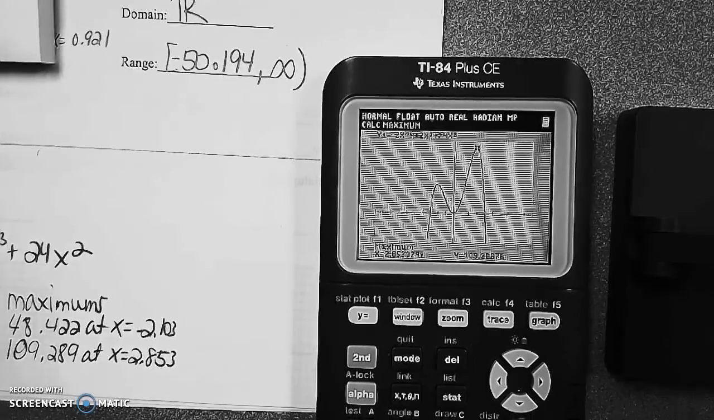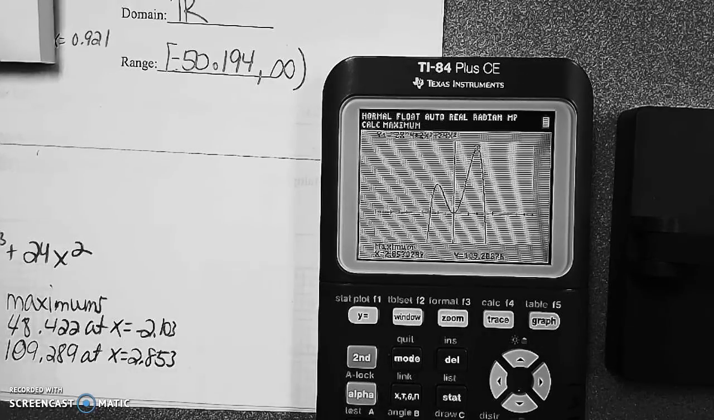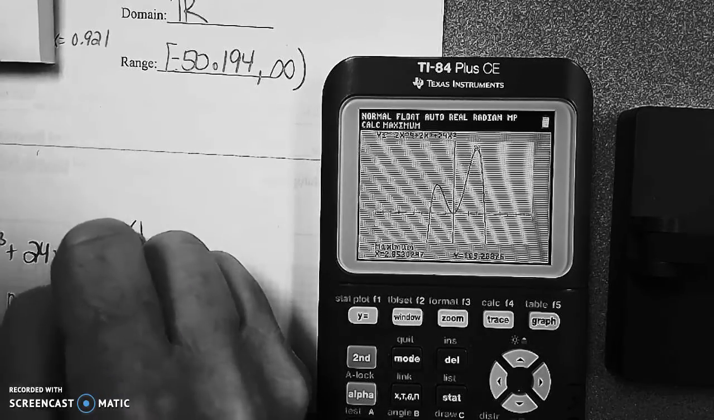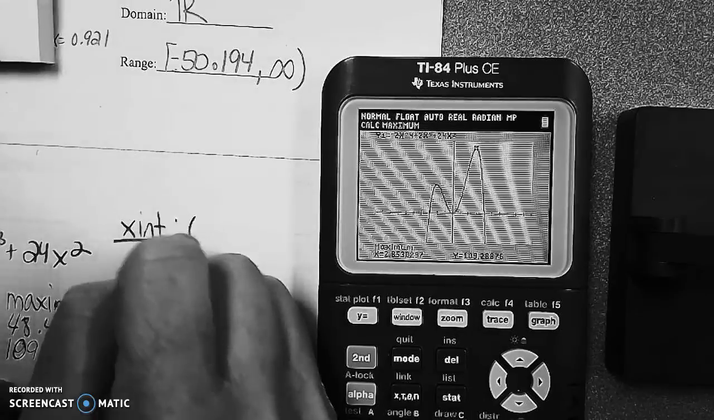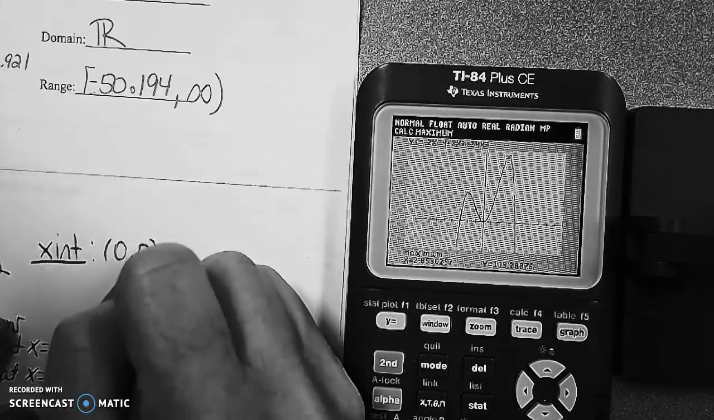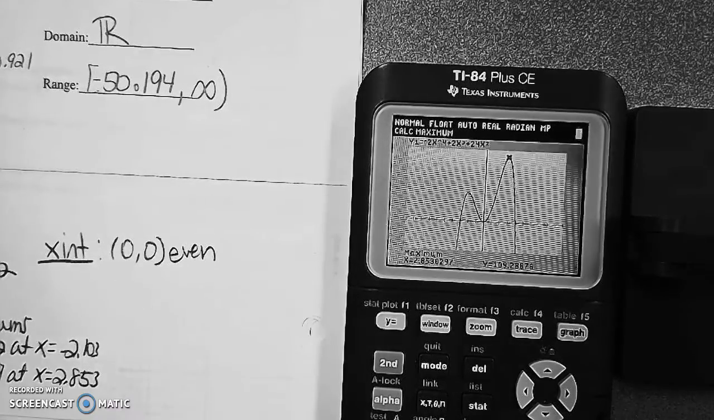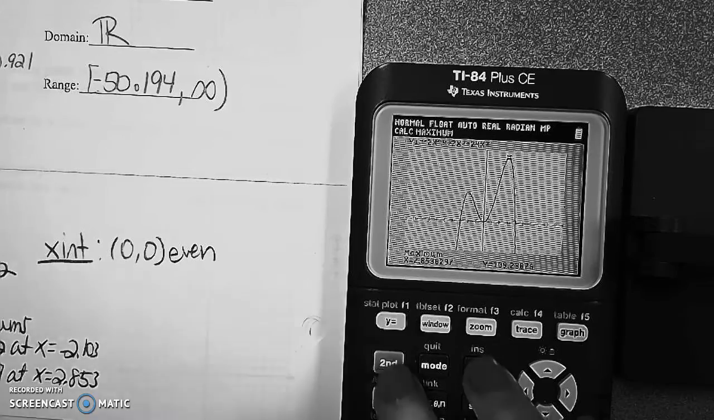Next, let's find the x-intercepts, and as you can see, we've got 1, 2, 3 x-intercepts. Now, you should know what one of those is already. One of your x-intercepts there is 0, 0. And it is going to bounce, and so that means it's going to have even multiplicity. So I'm going to give you a few moments to answer the questions below about the other 2 x-intercepts.